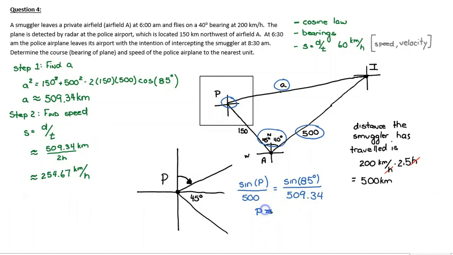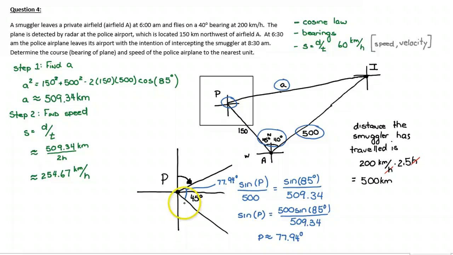And now I can do some math here. Actually, let's break one intermediate step here so we see what's happened. Sine P is equal to 500 times sine of 85 degrees all over 509.34. And now I should be able to get P in one step here. So P is approximately 77.94 degrees. So we know there to there, 77.94 degrees.